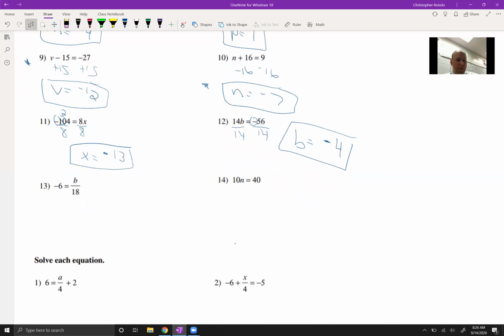All right, next one. B is being divided by 18. How do you get rid of dividing by 18? Yeah, you multiply by 18. Okay, so I need 18 times negative 6. All right, what are you going to do with that? About 10 and 8. Again, I know the answer has to be negative. Okay, so let's do it this way. So 6 times 10 is 60. 6 times 8 is 48.